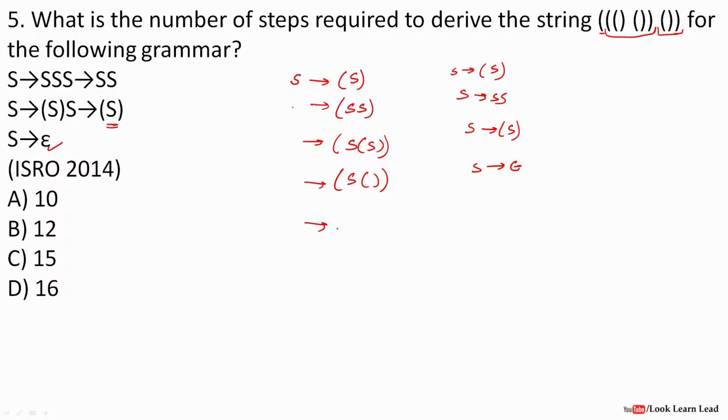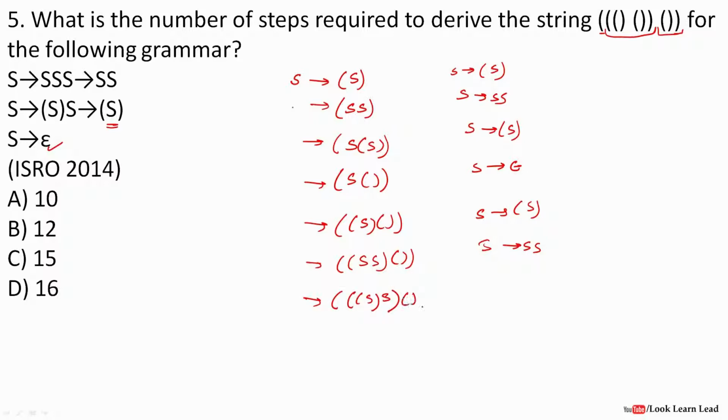So we have S, this and this, and here in place of S I have written this one. Furthermore, in place of a single S I would be writing double S. So for S I have used this production. One S I have substituted, so it is like one S I have replaced with this.